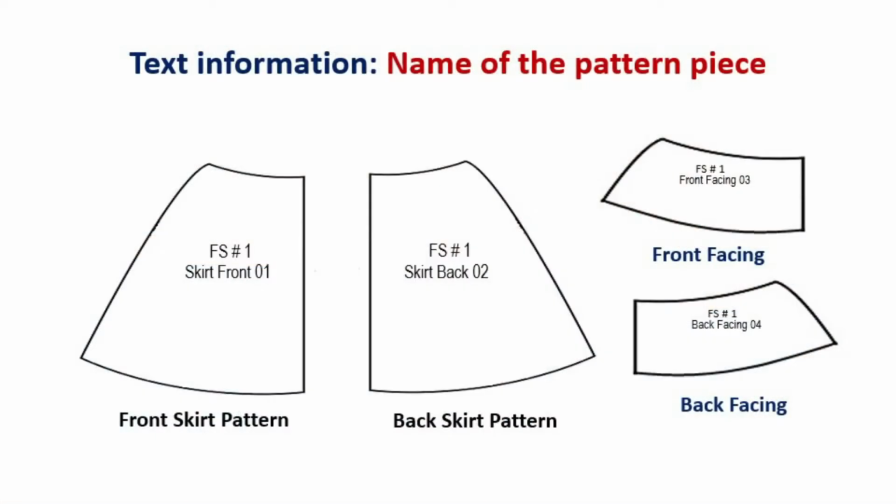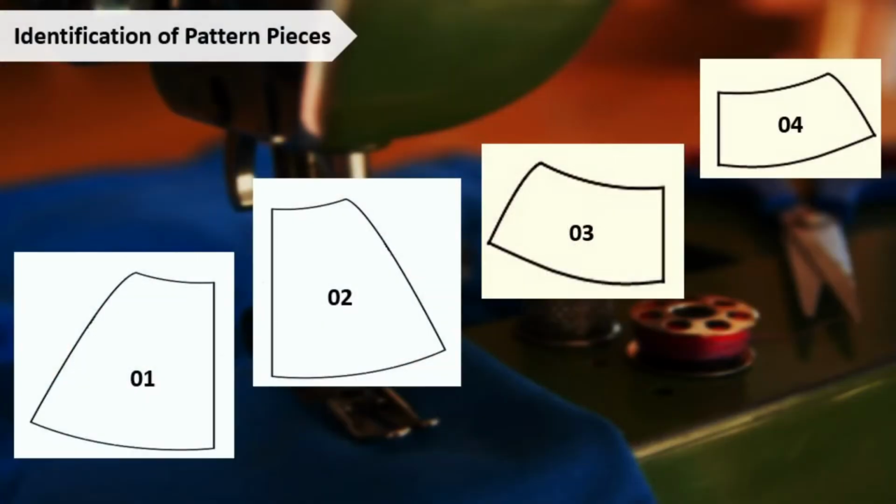Next in the list of text information is the identification of each pattern piece. In our pattern set, we have 4 pieces: flared skirt front, flared skirt back, front facing and back facing. Each piece is assigned a unique number, which in our case is 1, 2, 3, 4 respectively.